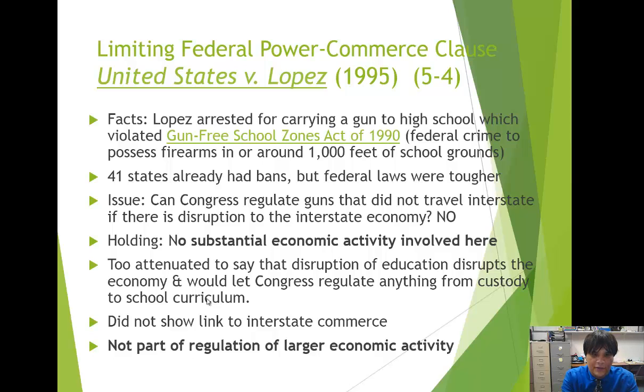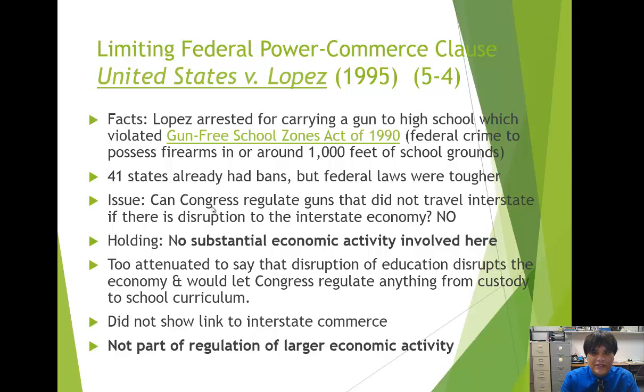Well, Lopez carries this gun on campus and violates this federal law. Well, he takes it to the Supreme Court saying that the federal government does not have the power to regulate his carrying of a firearm. The reason why is because it did not travel interstate. It stayed within the state of Texas, did not travel interstate, and therefore did not violate the Commerce Clause in any fashion. The issue becomes, can Congress regulate guns that did not travel interstate if there is disruption to the interstate economy? No, the Congress cannot establish this Gun-Free School Zones Act under its powers.